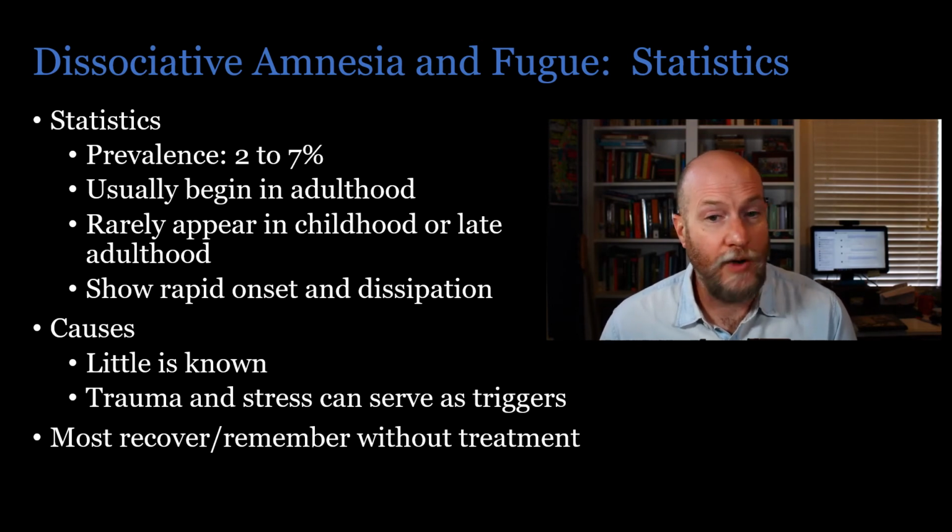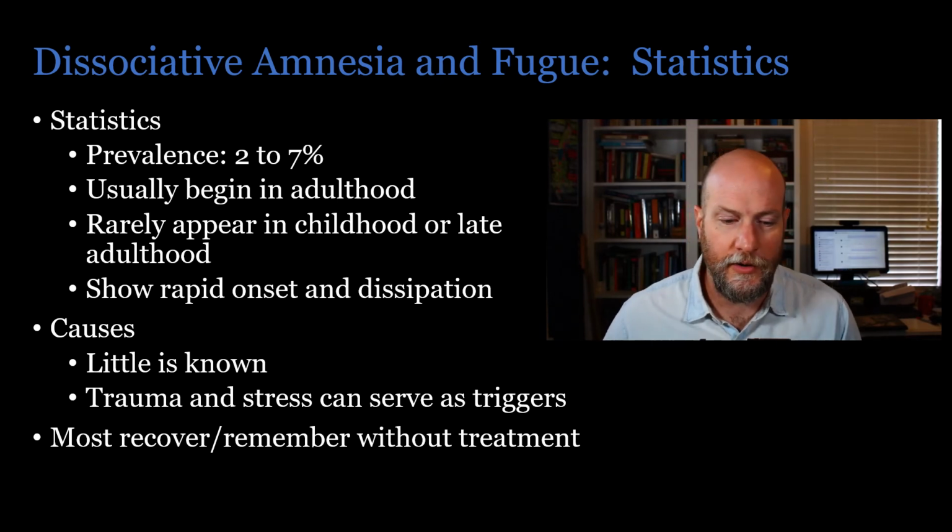It tends to have a rapid onset and then dissipates. Very little known about the cause outside of the fact that trauma and stress can serve as triggers. So most people recover and remember without any treatment. In many cases, they are obviously unaware they're in a fugue state until they come out of it, but there may be loved ones or people that are looking for them that find them who confront them, and that's when they first become aware of the fact that they are undergoing some sort of amnesia. But as it says, most of them recover without any specific treatment for it.